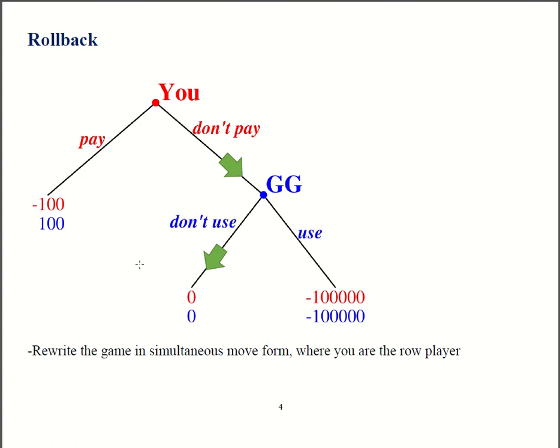So now we'll translate the game into a simultaneous move form. So we're at the table, and let's make you the row player, and Grenade Guy GG is going to be the column player. So to give you guys some practice, I'll pause here for a moment and let you try to figure that out on your own, and then when you're done, press continue.